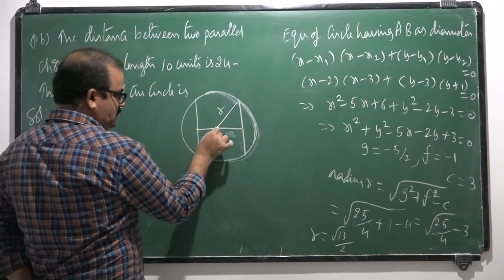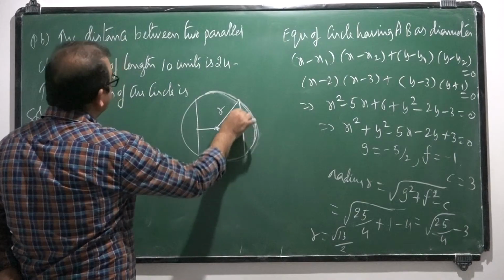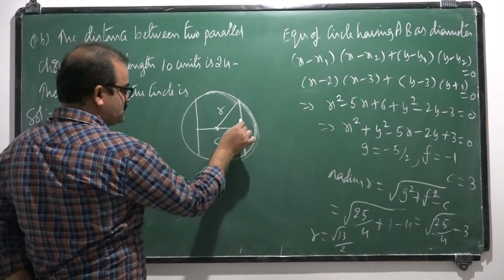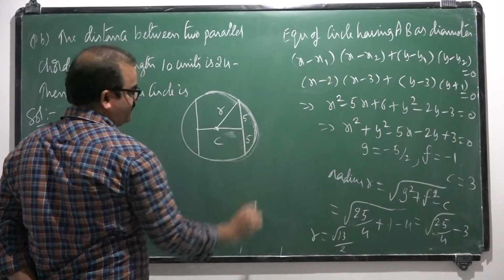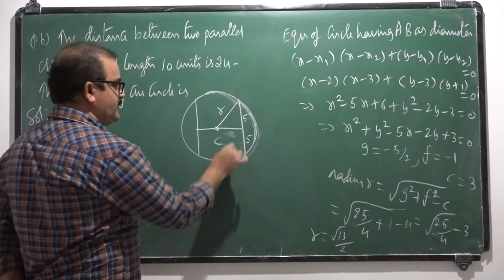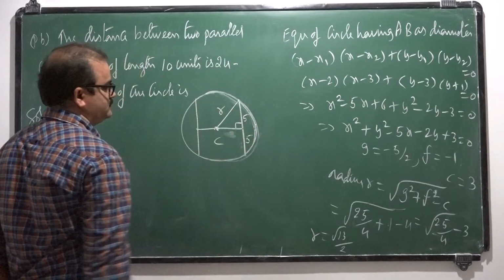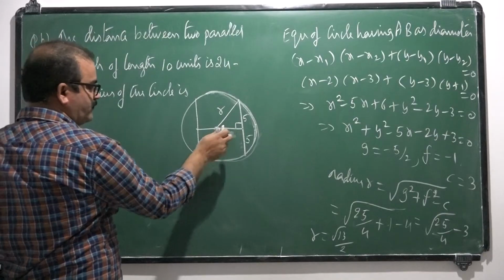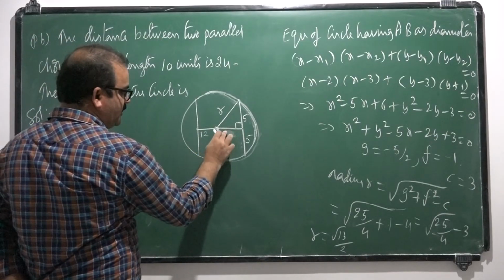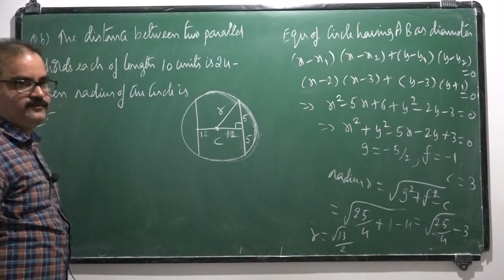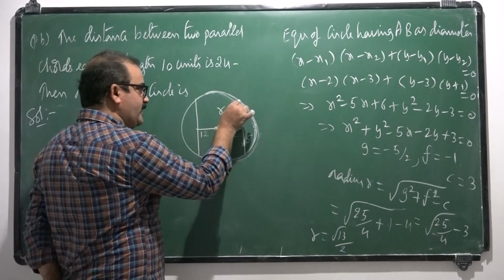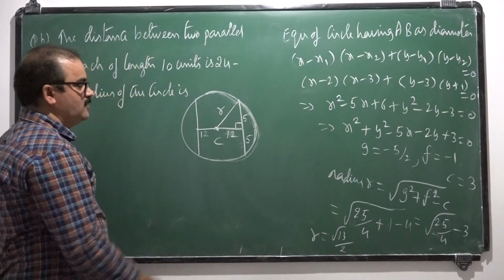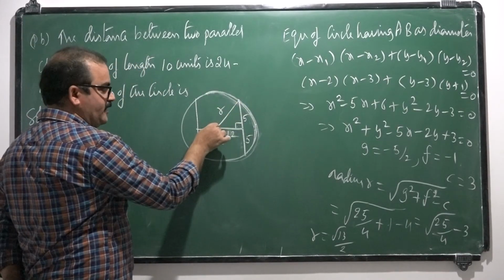Okay. Here, what is the total length of this chord? 10 units. So it is 5 and here it is 5. Here it is a right angle triangle. What is the distance between parallel chords? Total 24. So here it is 12 and here this distance is also 12. We observe that a right angle triangle is formed here. What is the hypotenuse? A radius.